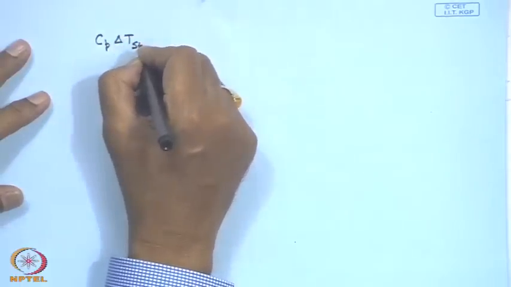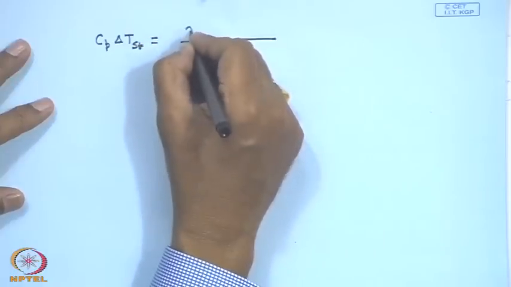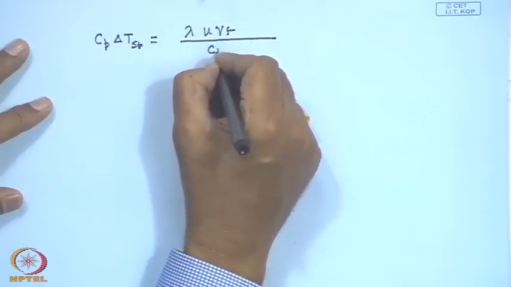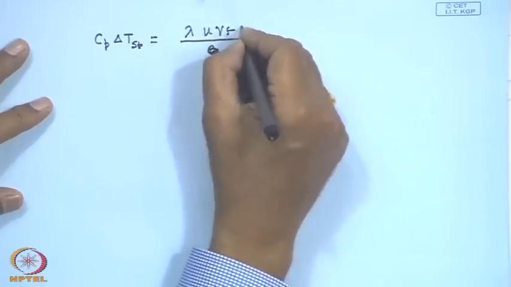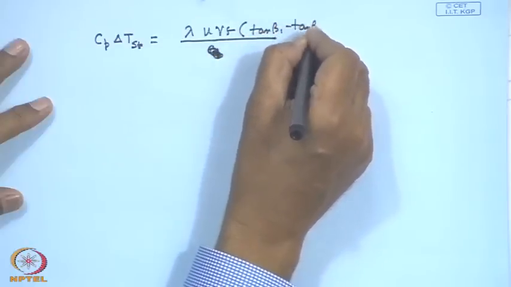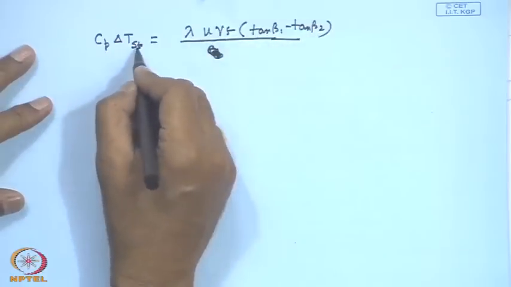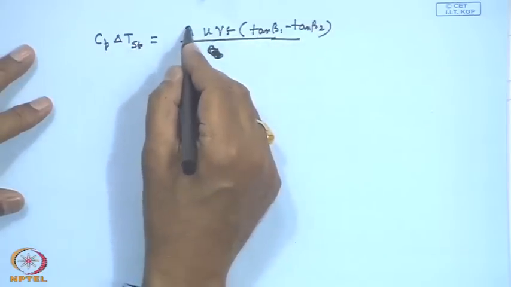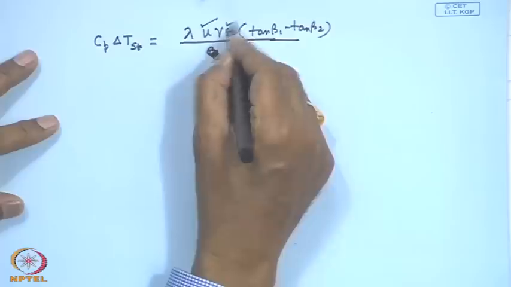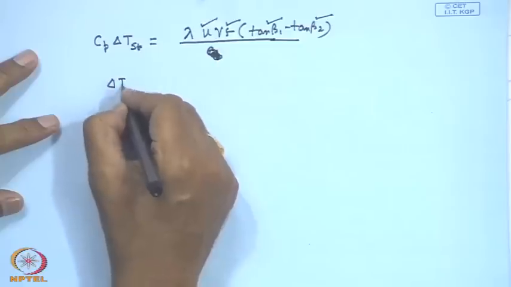that means the stagnation temperature, is equal to, as we discussed in the last class, the work done factor into U Vf by Cp, into tan beta 1 minus tan beta 2. This is the work done per unit mass, equal to Cp delta T_st, multiplied with the work done factor. Here we have U, Vf, beta 1, beta 2, so we can find out delta T_st.